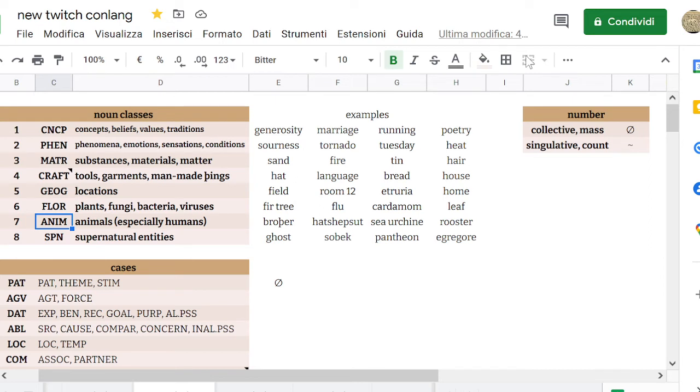Now, the other thing is that some plants are what we might consider animate in the English sense, but we still would refer to them with inanimate pronouns grammatically. So for example, if you have a Venus flytrap or something, you're still going to call it "it" usually in English, because it's inanimate.